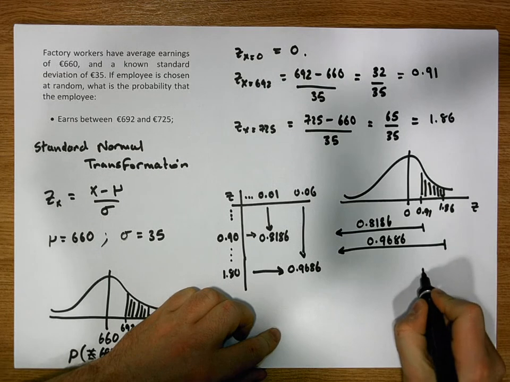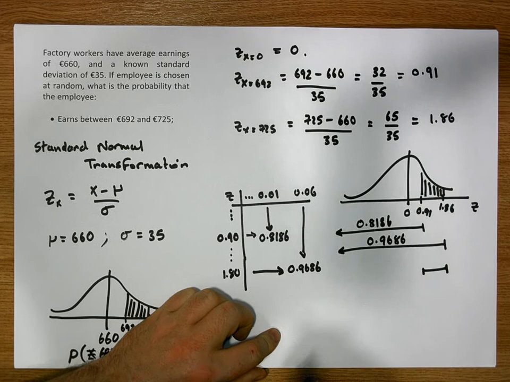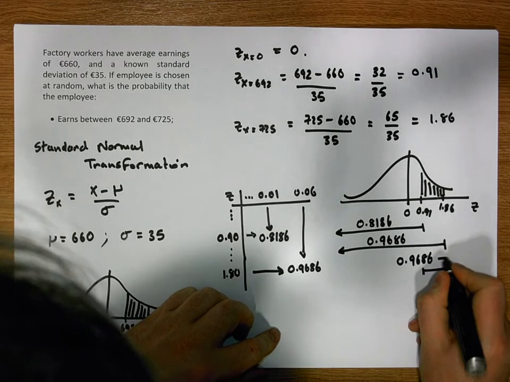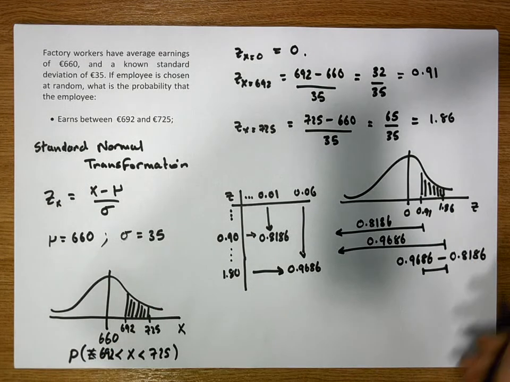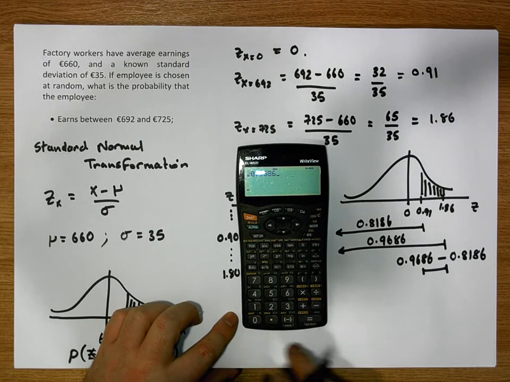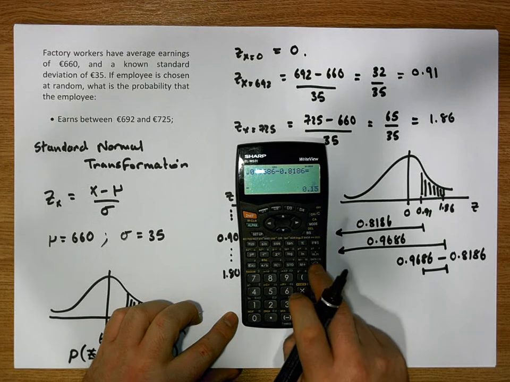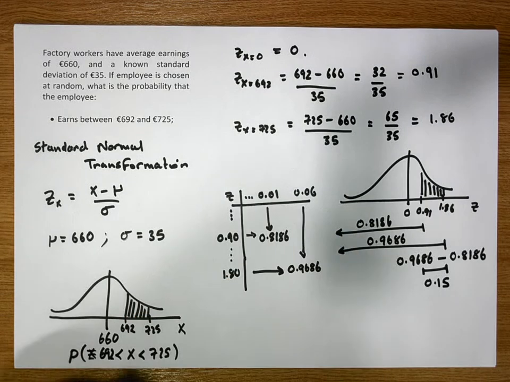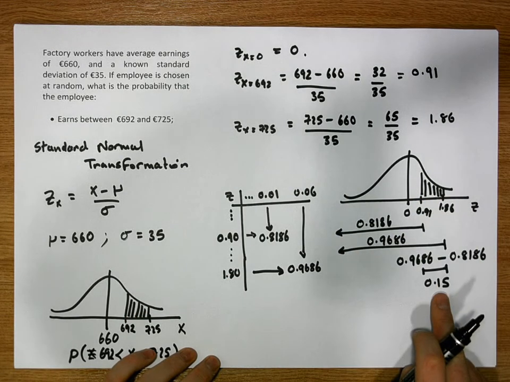In other words, the area between here and here is the shorter line taken away from the longer line: the longer line, 0.9686, minus the shorter line, which is 0.8186. When we do that calculation, 0.9686 minus 0.8186 gives us a value of 0.15. In other words, the area between 0.91 and 1.86 is 0.15.